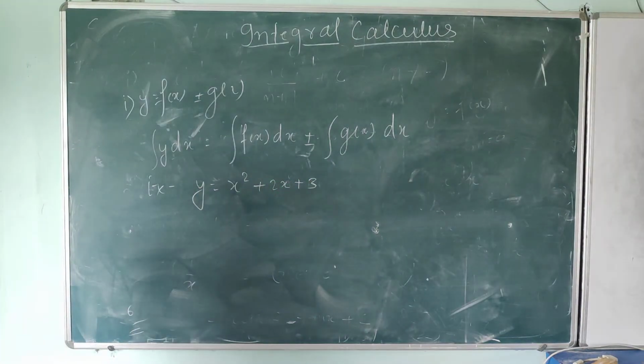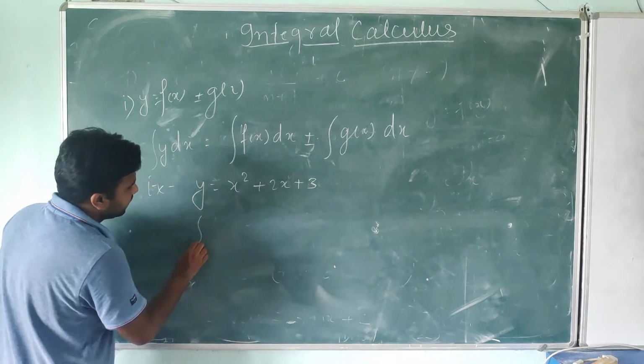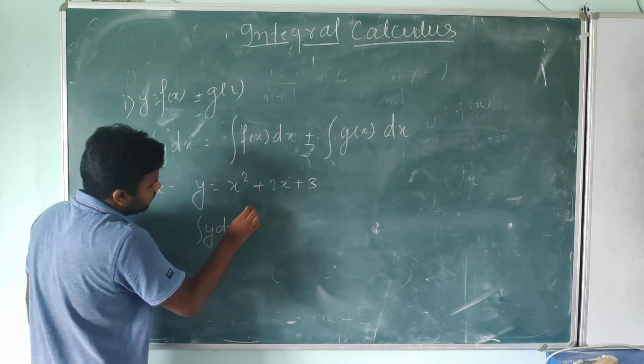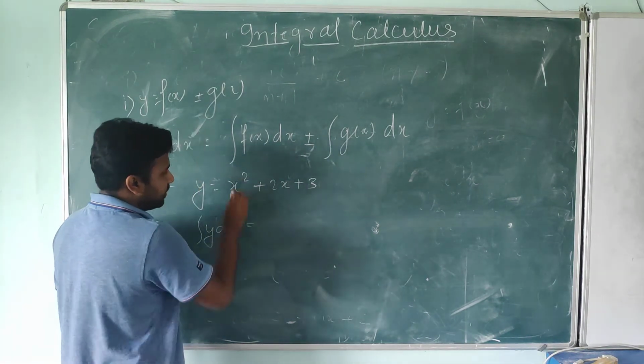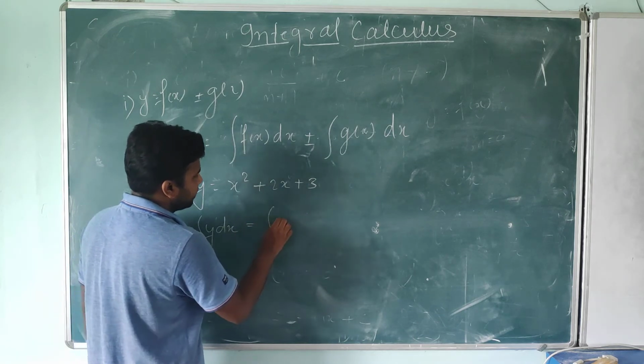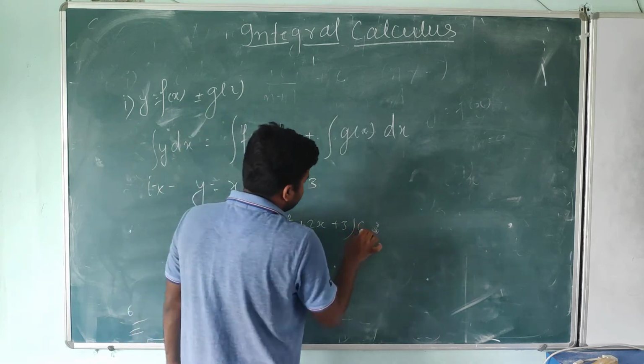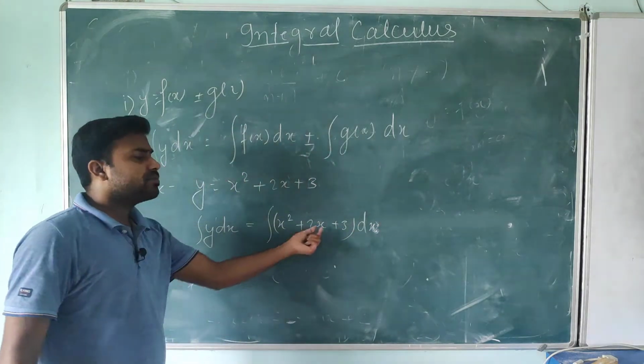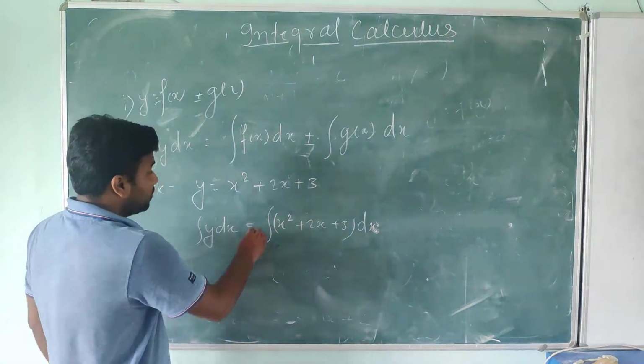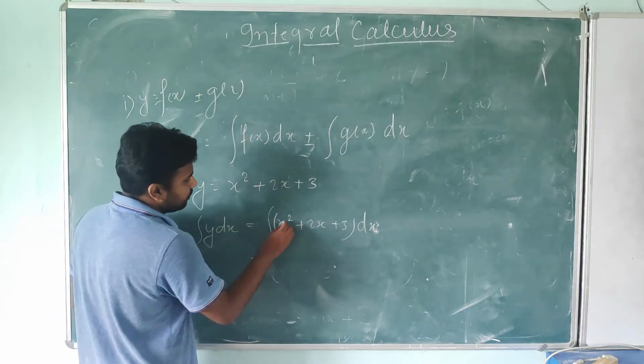It's a quadratic equation. Now if you want to integrate y with respect to x, what will you get? Integrate this one first. So what will you write here? The integral of x square plus 2x plus 3 dx, is it or not? Individually you can integrate it, is it or not?